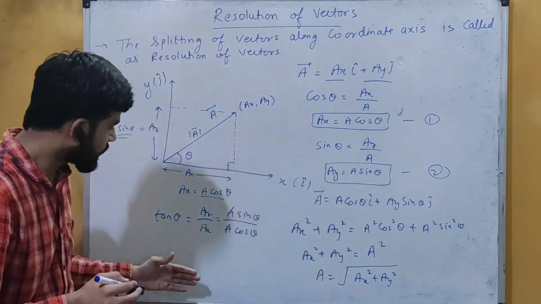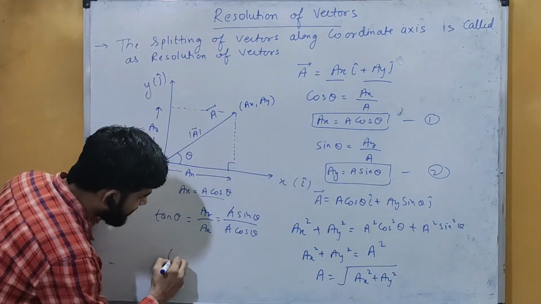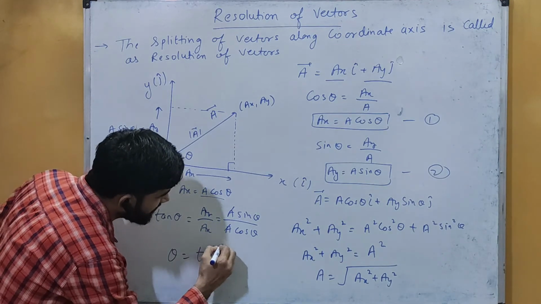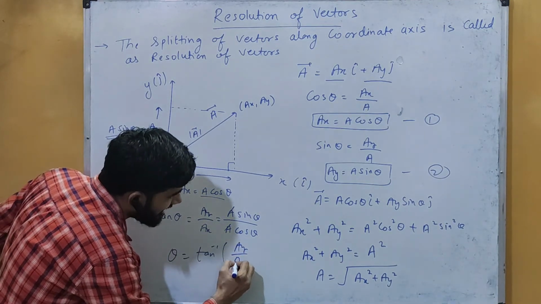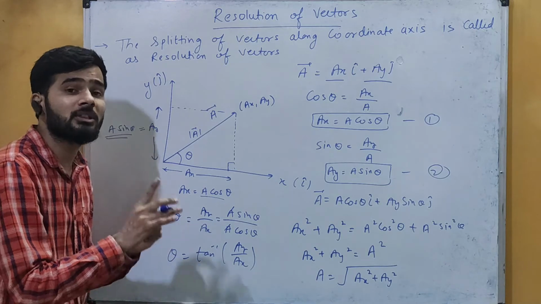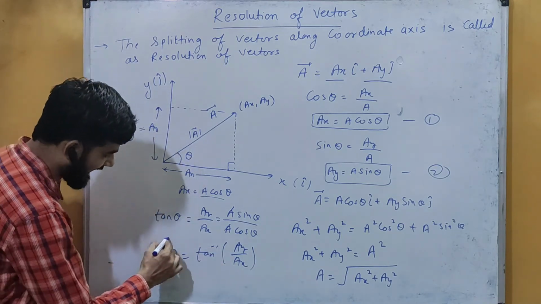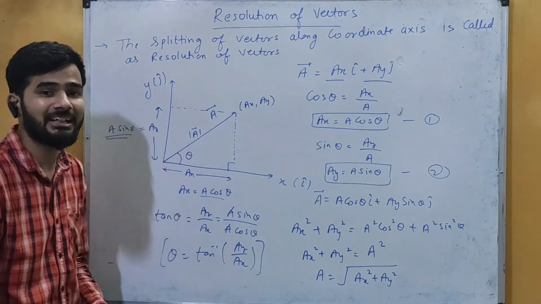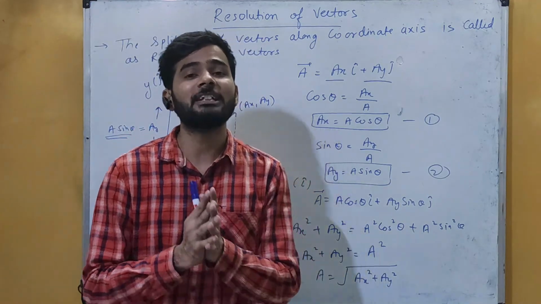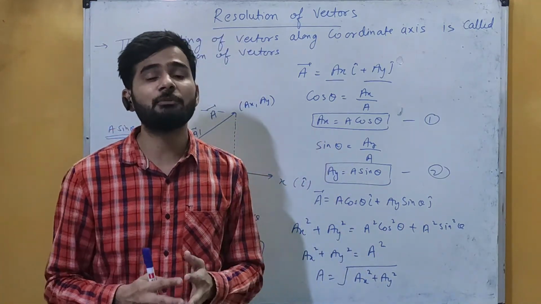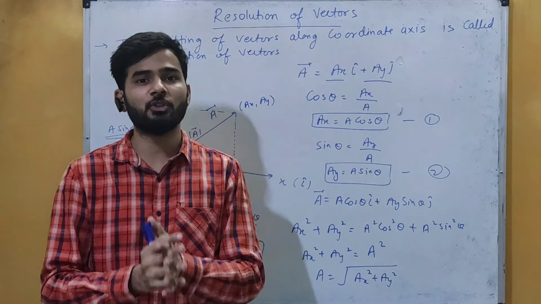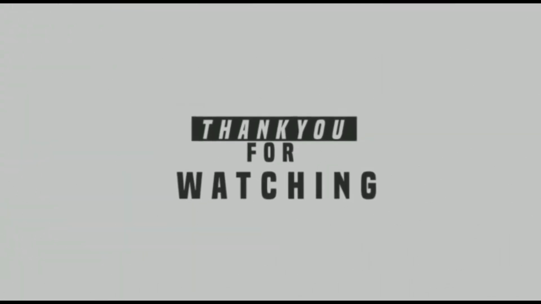To find the value of the angle theta, we can simply use tan inverse of ay by ax when you have both components, that is ay and ax. In this way you can find the value of the angle theta. So this is all about the resolution of vectors. In the next video we will see the application of resolution of vectors.